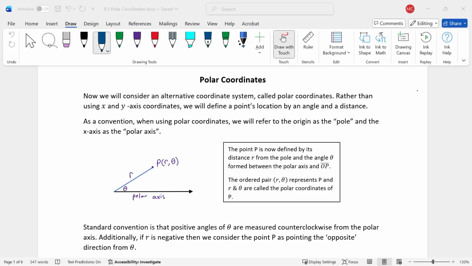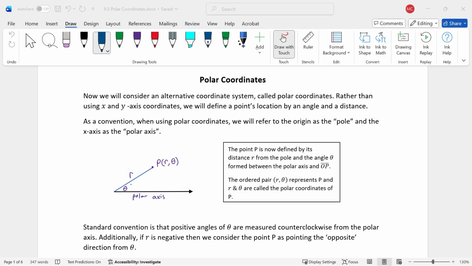So we're talking here about an alternative coordinate system that we call polar coordinates. Rather than using x and y axis coordinates, we will define a point's location by an angle and a distance. As a convention, when using polar coordinates, we refer to the origin, the point 0, 0 in the Cartesian plane, as the pole, and the x-axis as the polar axis.